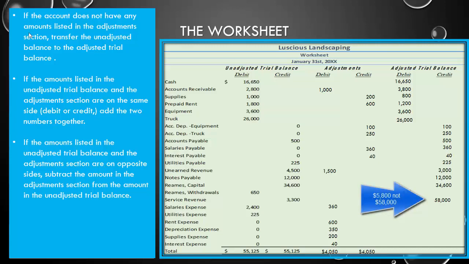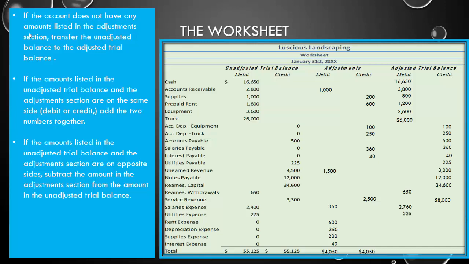Service revenue had a $3,300 credit balance, and we added $2,500 more during the adjustments. They're both credits, so we add them together. Becomes $5,800 in the credit section of our adjusted trial balance. Same principle all the way down. Expenses should always have a debit balance. If you had something during the adjustment, like we did with salaries expense, you're going to add them together. $2,400 plus $360 is going to be $2,760 as our new balance.